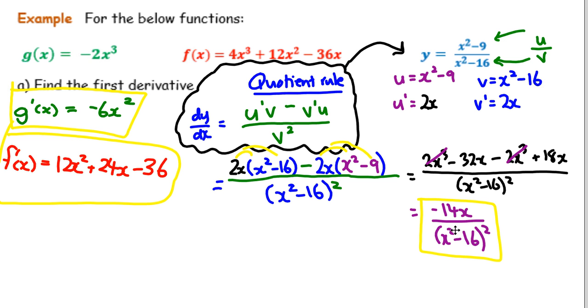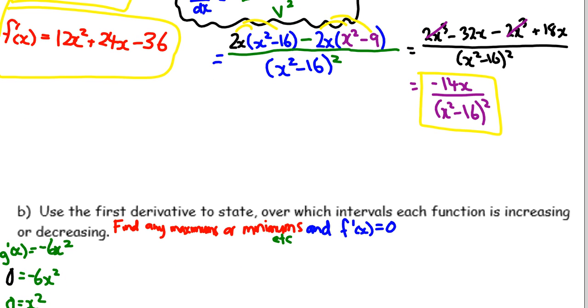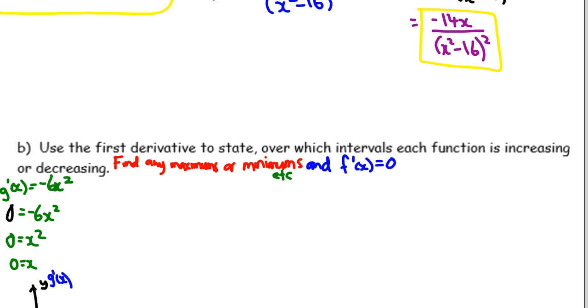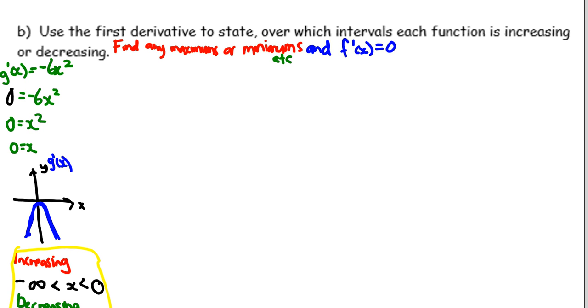And then down below, you're asked to use these first derivatives, this is what we're up to now, to state over which intervals the function is increasing or decreasing. So use the first derivative to find any maximums or minimums, because at a maximum, minimum, or point of inflection the gradient is 0.